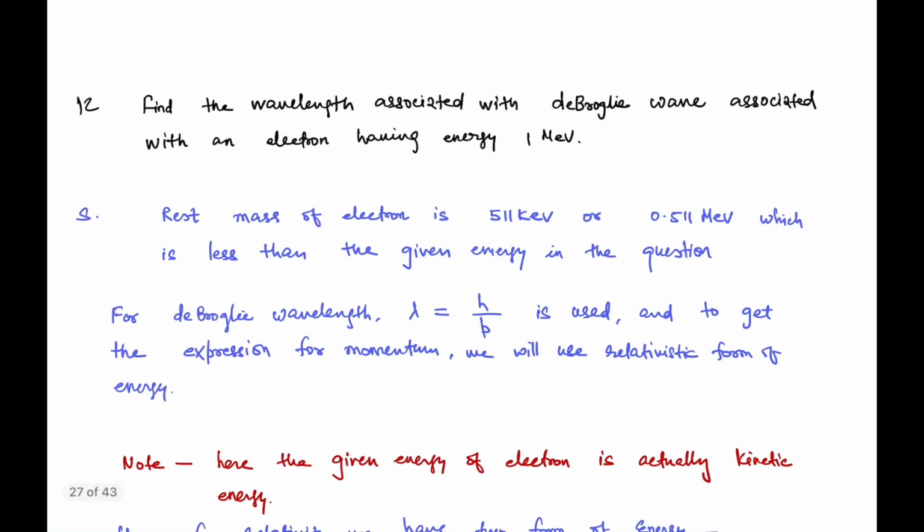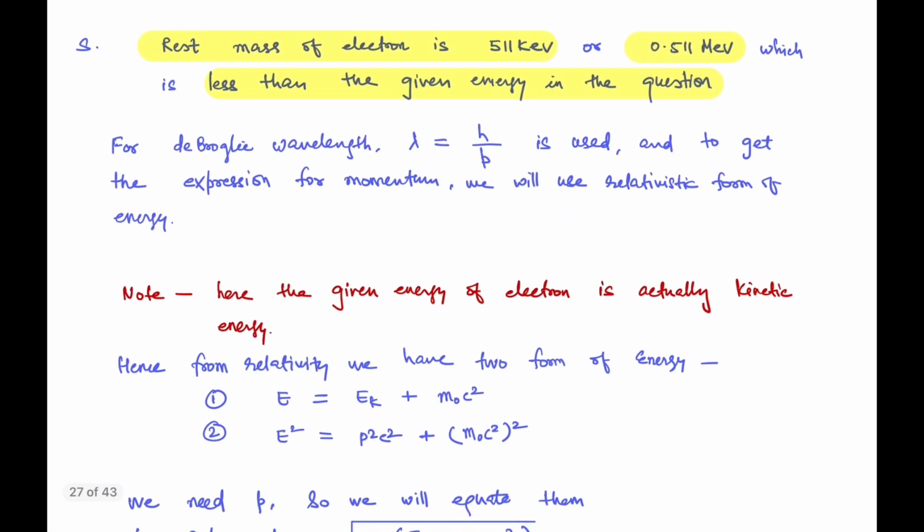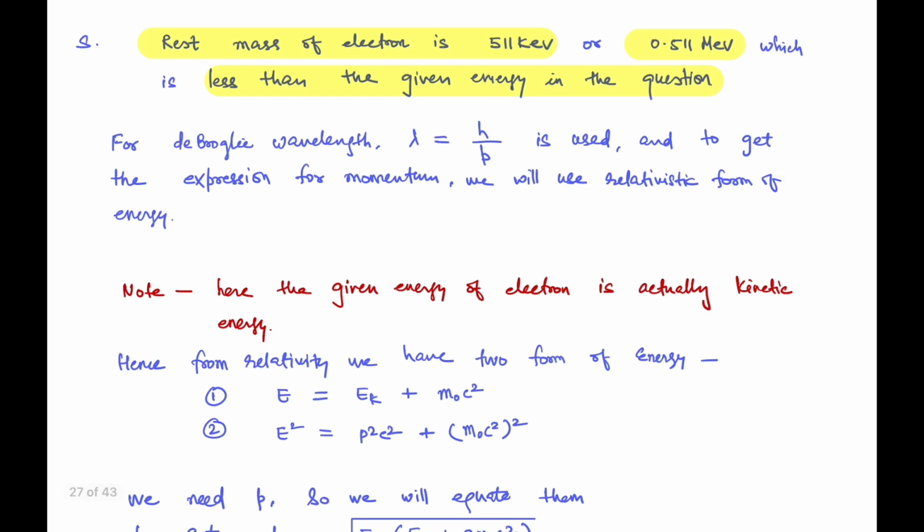Now let us move to the next question. Find the wavelength associated with the de Broglie wave of an electron having energy 1 million electron volt. We know that the rest mass energy of an electron is 511 kilo electron volt, or 0.511 million electron volt, which is less than the given energy in the question. That means our case is relativistic, and momentum should be formulated in a different way. If the case is non-relativistic, note it down, it is very important.